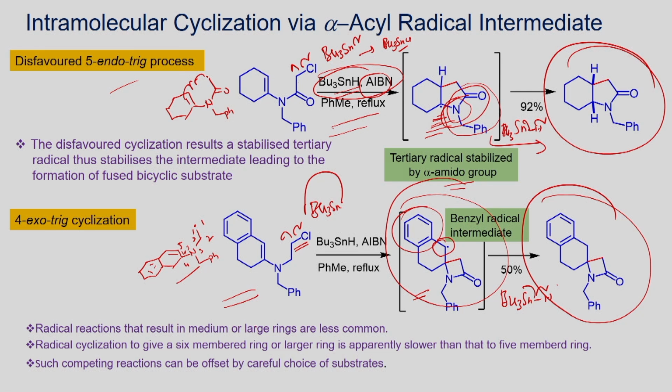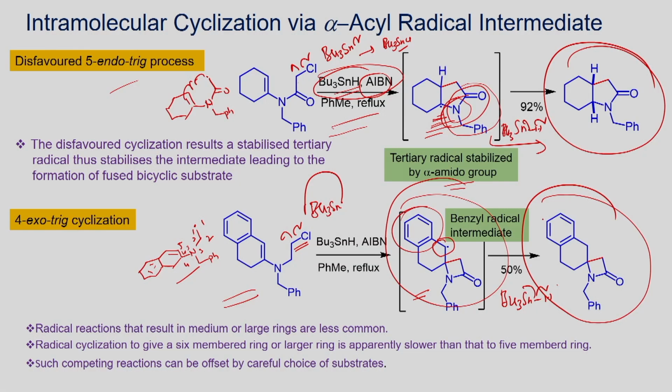As you can see here, the radical reaction plays a very important role to construct very complex cyclic systems. Otherwise, it will be very difficult to make by traditional methods.